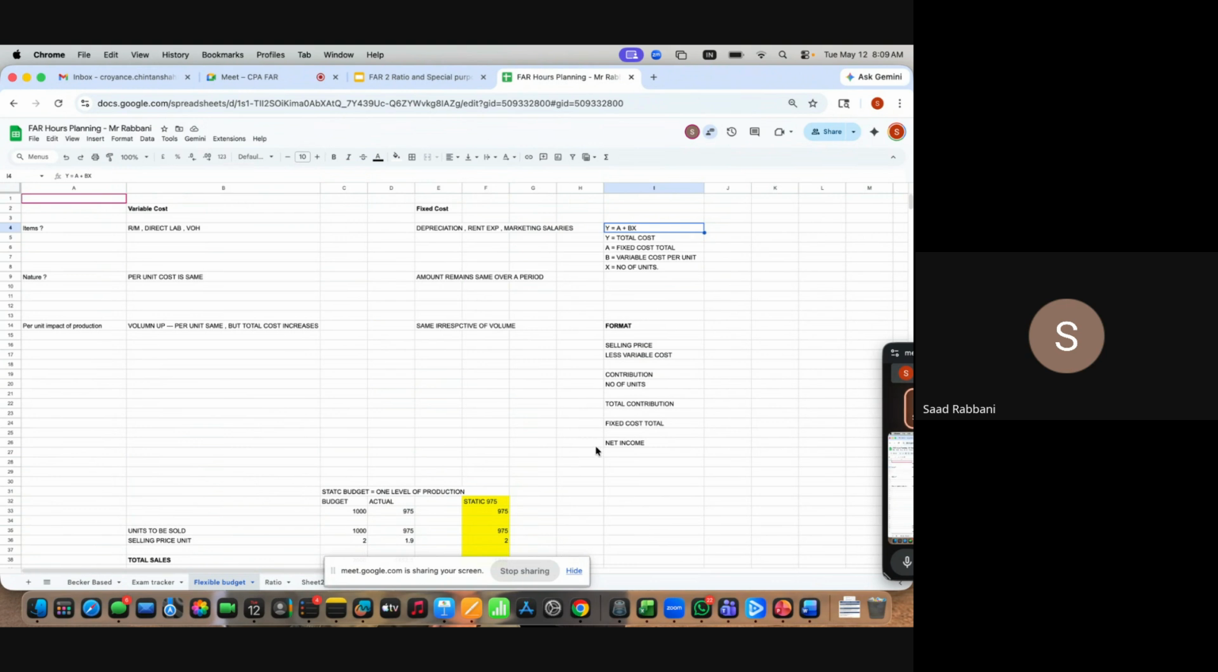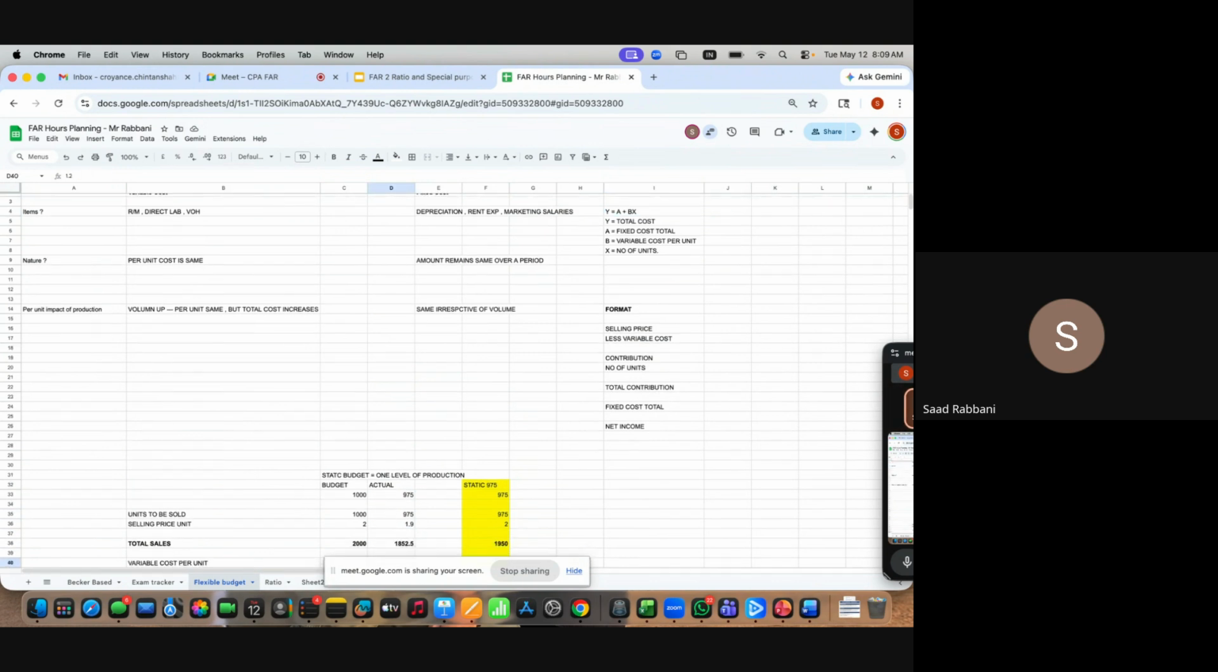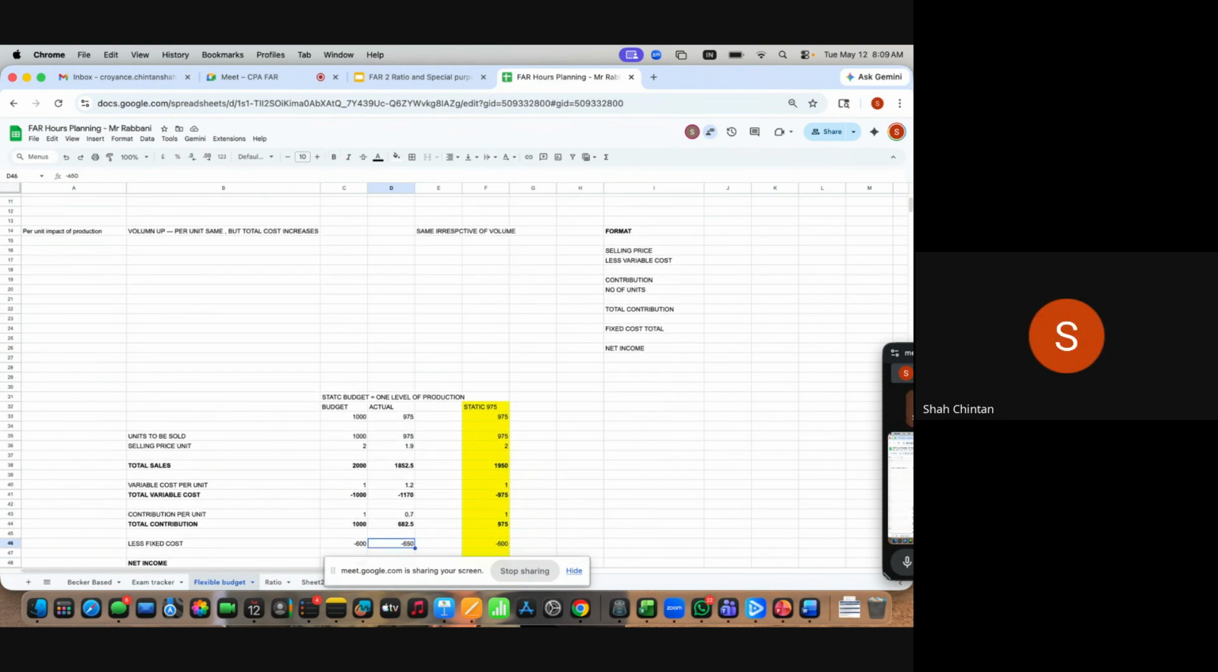what was your formula for contribution? Contribution is sales minus variable cost. So sales of 1852 minus variable cost of 1170 gives you contribution of 682.